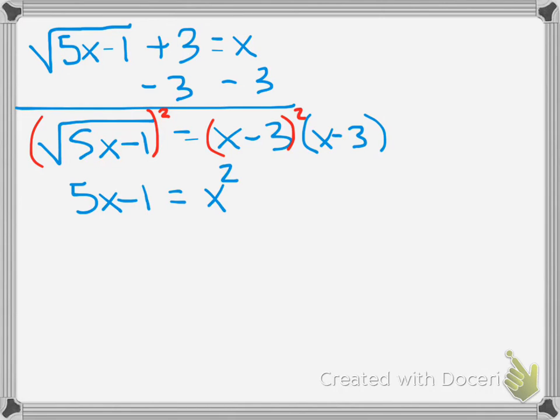So who's got our FOIL? What you got? I got x squared minus 6x plus 9. X squared minus 6x plus 9. Everybody good with that? Again, be cautious. Just because you square a binomial doesn't simply mean you square the first and square the second. You have to FOIL. A common mistake students will make is to write x squared plus 9, and that is not the case.